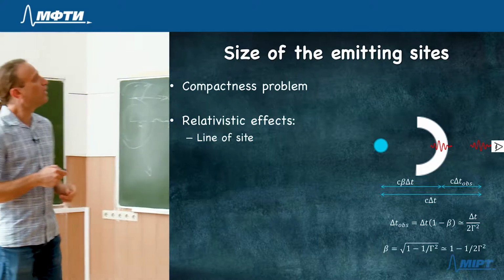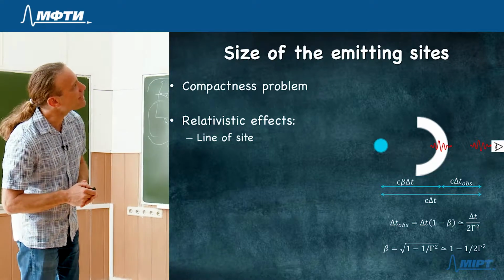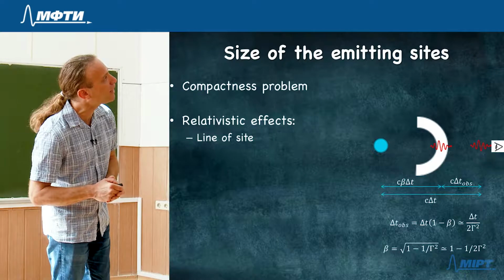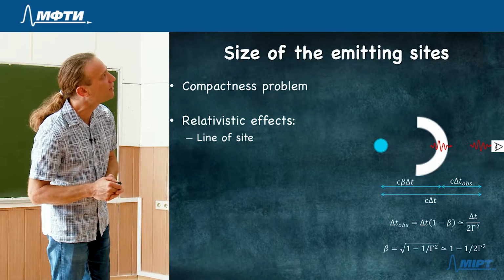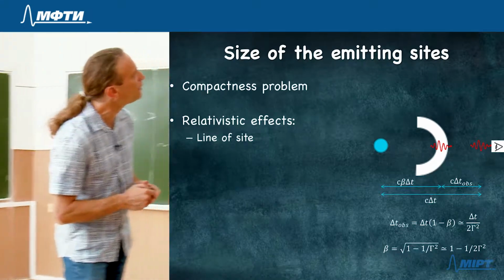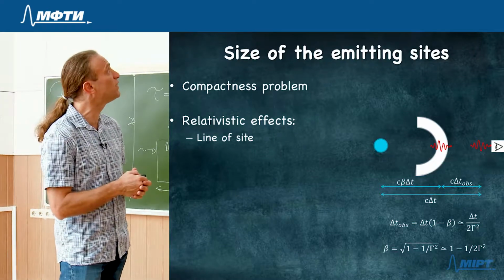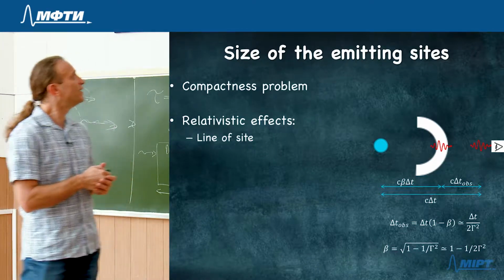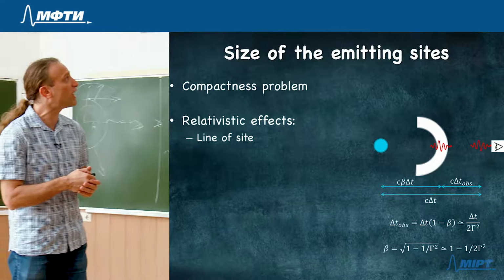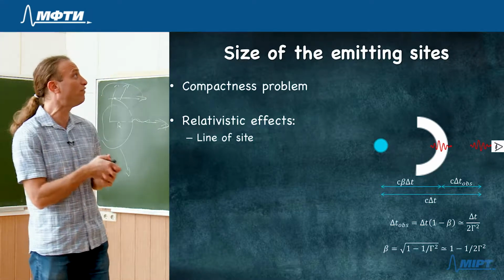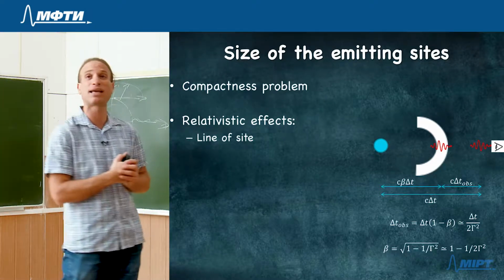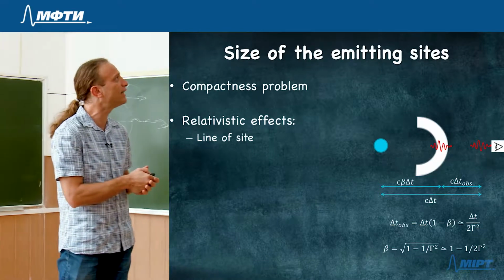Again, the distance between these two photons, like we did before, is c times the delta t that we observed. This is the distance between these two photons. The actual distance that the first photon covered by the time the second photon was emitted is c delta t.